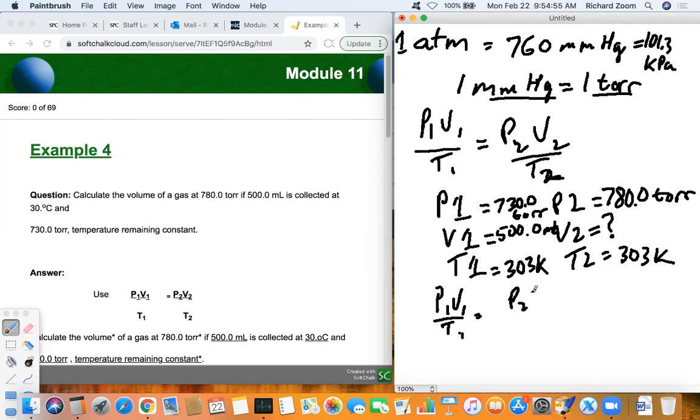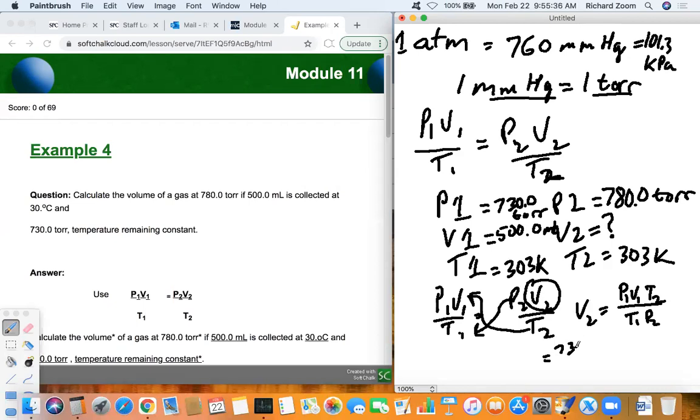So the equation ends up being P1 V1 over T1 equals P2 V2 over T2, and we need to isolate V2. So what we can do is multiply both sides by T2, divide both sides by P2, which effectively means that we can isolate V2 equals P1 V1 T2 over T1 P2. And then we can substitute in everything we've got here.